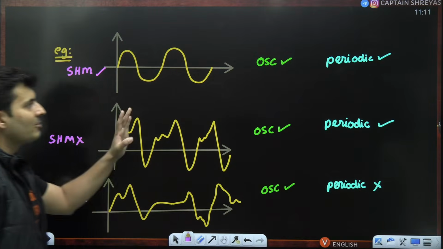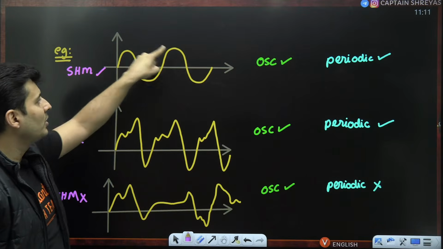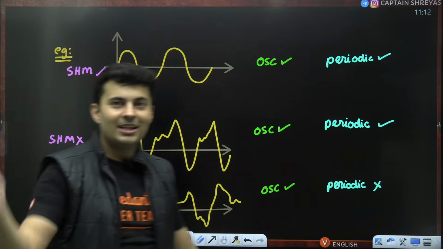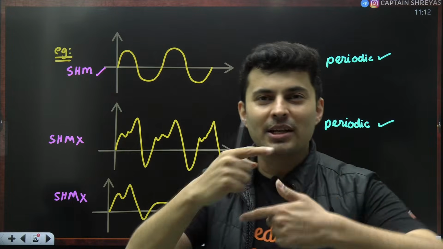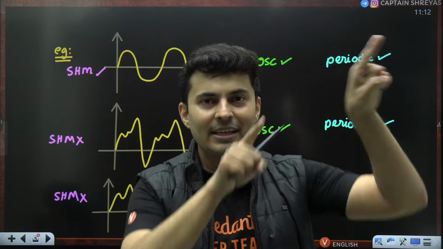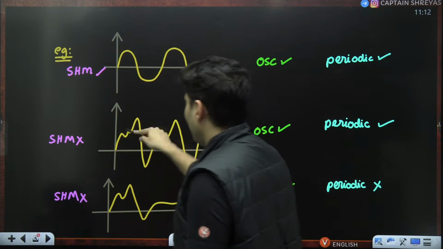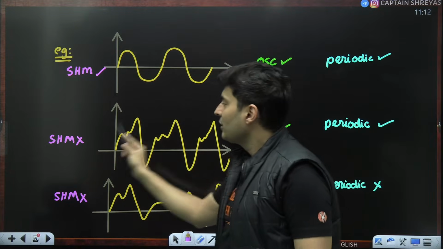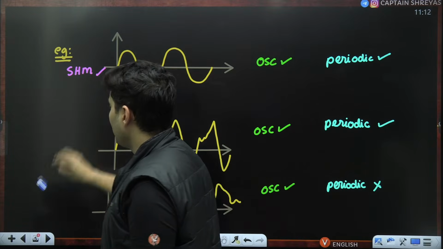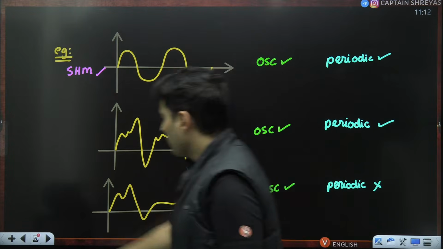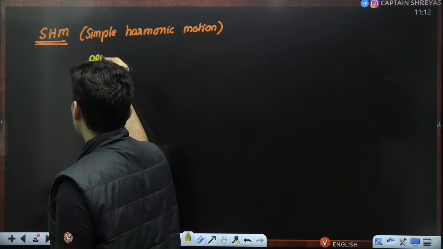So simple harmonic motion is an oscillation which is periodic, and the graph is a pure sine or a cosine graph, like a speed bump. Peak, valley, valley, peak. It keeps on repeating. A smooth sine or a cosine graph, if it is there, then only it is considered SHM. Any such variations like this, it is not a SHM. This is not SHM, guys. Is this clear?